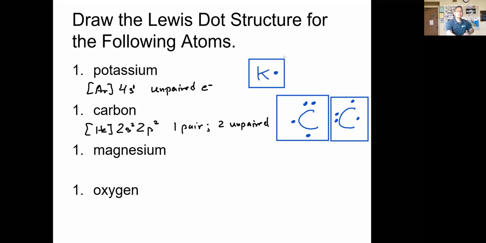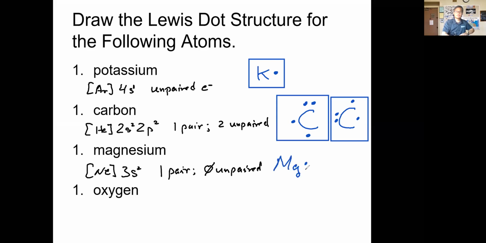All right, let's take a look at magnesium. Magnesium has the electron configuration of neon, and 3s2. And we recall again, these two electrons are paired, so we have one pair and zero unpaired. So that's what we have for magnesium. Let's write out the Lewis dot structure for magnesium. The symbol for magnesium is Mg, and then I'm going to put the two dots as a pair right there.